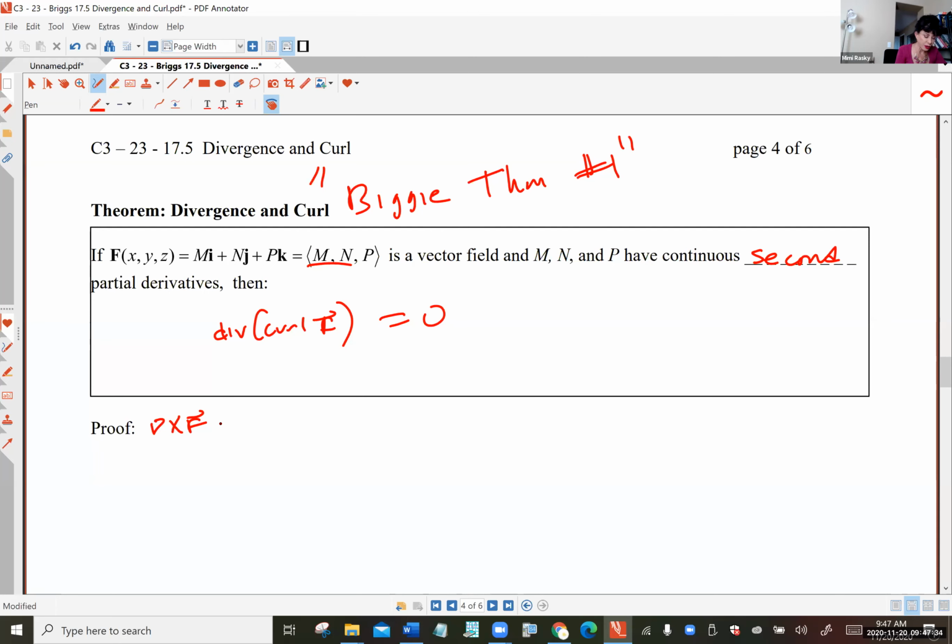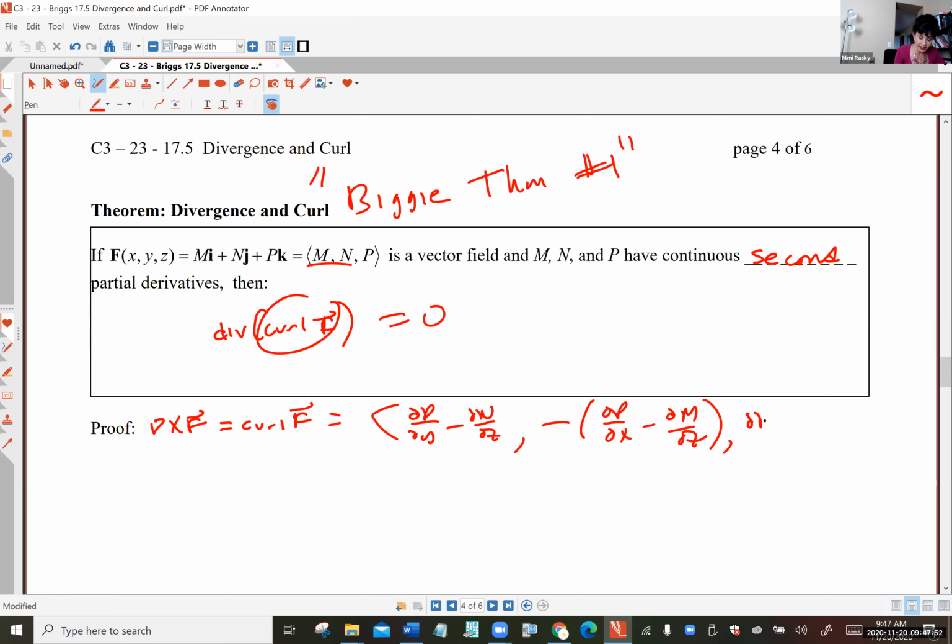If you look at the curl of F first, look what's inside parentheses. If you use the theorem after you do the curl, you have dP/dy minus dN/dz. And then the second component is the opposite of dP/dx minus dM/dz. And then the last component is dN/dx minus dM/dy. Okay, fine.